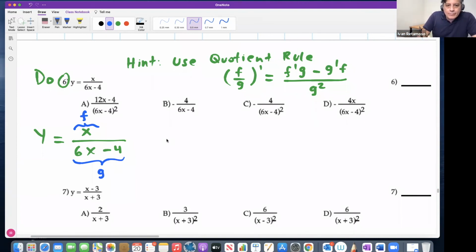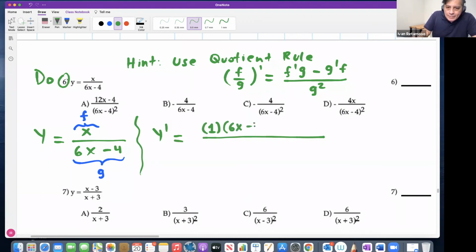If this is our function, then y prime, our derivative, should be equal to the following using the quotient rule. The quotient rule says take the derivative of the function on the top first, derivative of f. The derivative of this identity function is just the number 1. So 1 times the function g, which I'm going to write within parentheses, 6x minus 4. Minus the derivative of g now. Remember, it's going to be the derivative of 6x. Constant 6 comes out, derivative of x is 1. So that's going to be just 6.